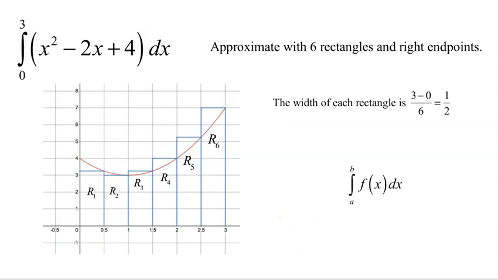In general, the integral from a to b of f of x dx represents the area under the curve on the interval from a to b. That width will be b minus a, that's the width of the interval, divided by n, the number of rectangles you're using. So here we have 6 rectangles, b is 3, a is 0, 3 minus 0 divided by 6 rectangles. The width is 1/2. So it'll be nice to remember that when we're setting up these rectangles, larger endpoint minus smaller endpoint divided by n will give us the width of each rectangle.